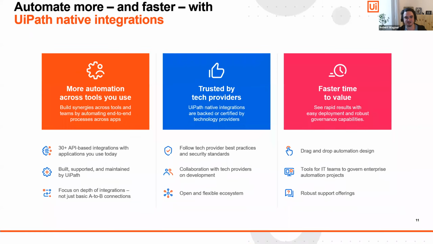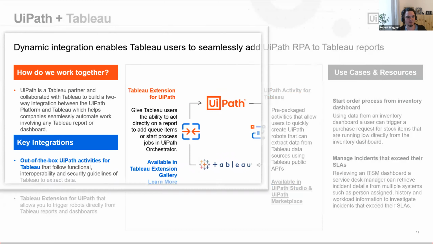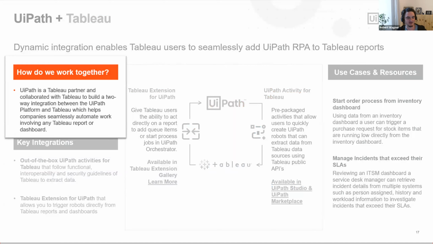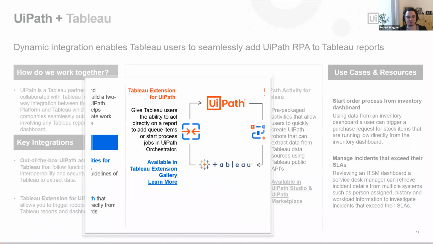At this stage, we can already have a look at what we're doing together with Tableau. Of course, number one, we are partners, as already mentioned. We built this two-way integration where we have the so-called activity packs, where we reach out to Tableau from a robot, and also the Tableau extension for UiPath, where you have the extension in Tableau in order to reach out to UiPath, for instance, to start a process.